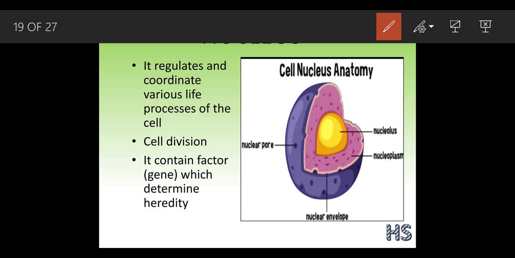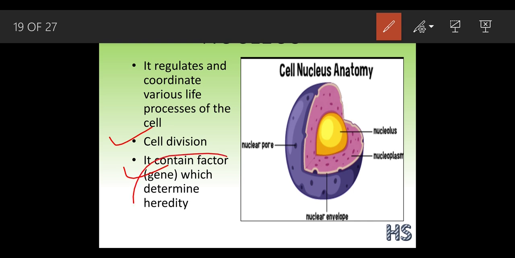The nucleus is also considered to be the brain of the cell. Why is it considered the brain of the cell? Without a nucleus a cell cannot survive, because it regulates and coordinates various life processes of the cell. It helps in cell division. It contains genes which determine heredity.